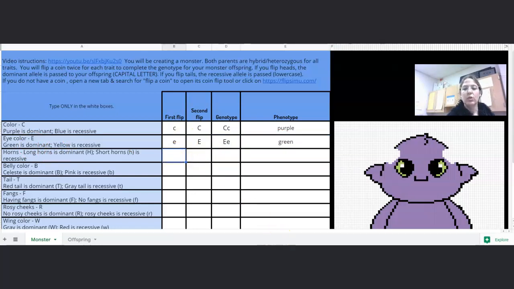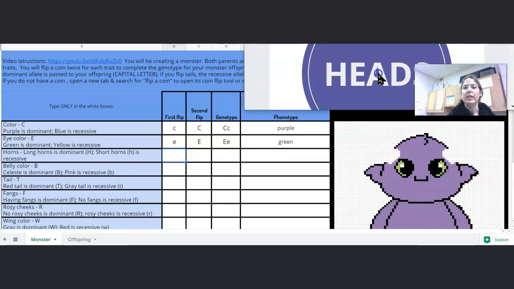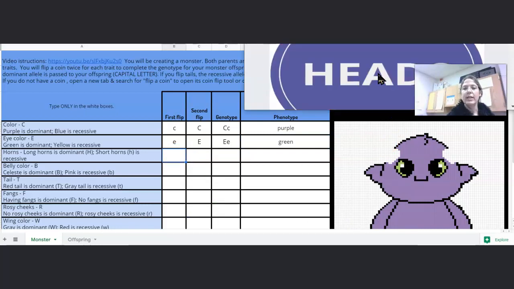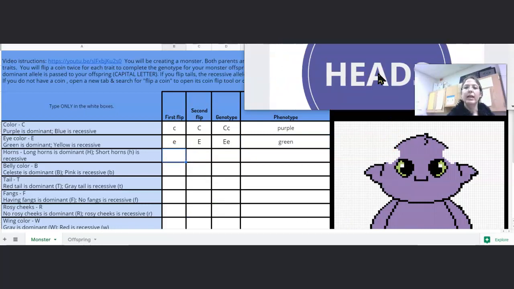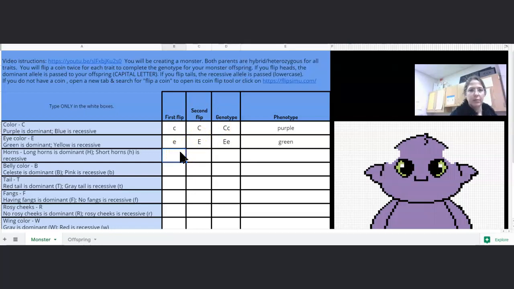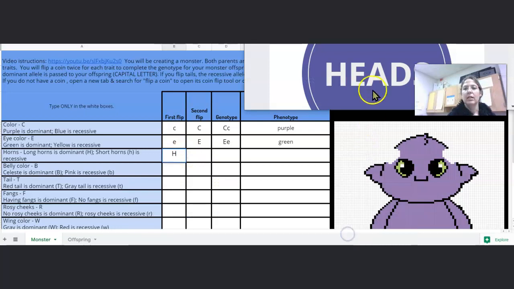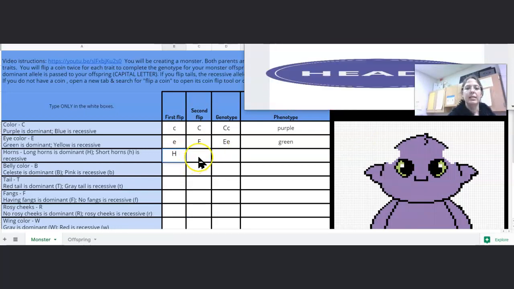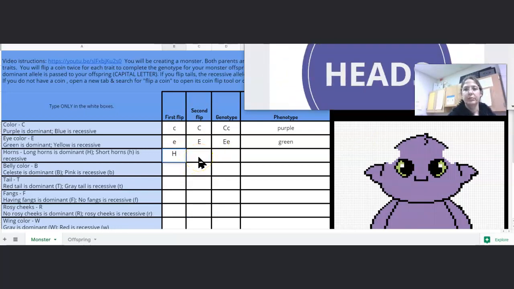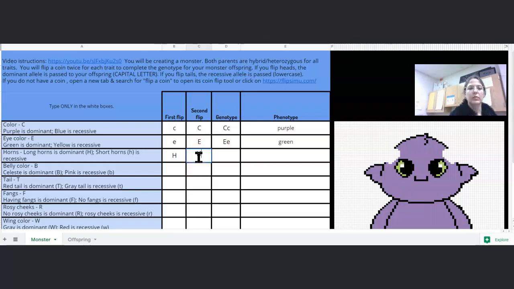You'll continue going through the Google Sheet for each of these traits, remembering that heads is a capital letter and that tails is a lowercase letter. In this case, the genotype is capital. Capital is long horns.